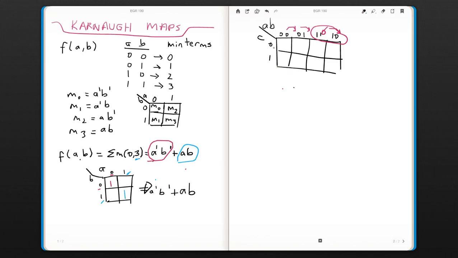So with this table, this would be A not, B not, C not; A not, B, C not; A, B, C not; A, B not, C not; and then A not, B not, C; A not, B, C; A, B, C; and A, B not, C. This is the way you would form a three-variable Karnaugh map.